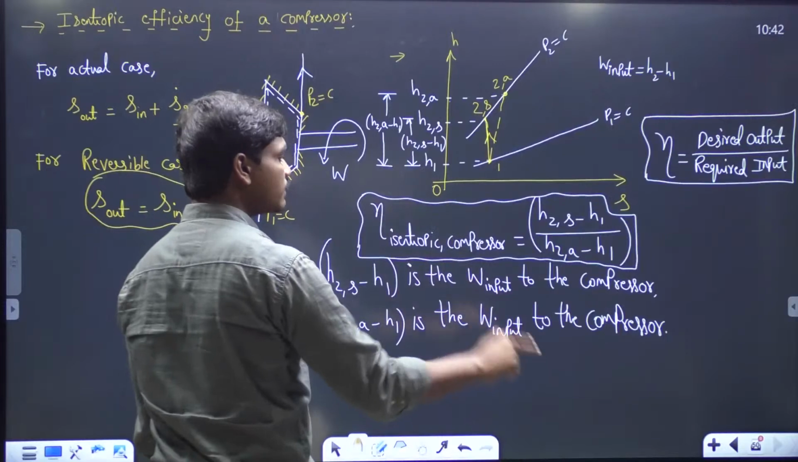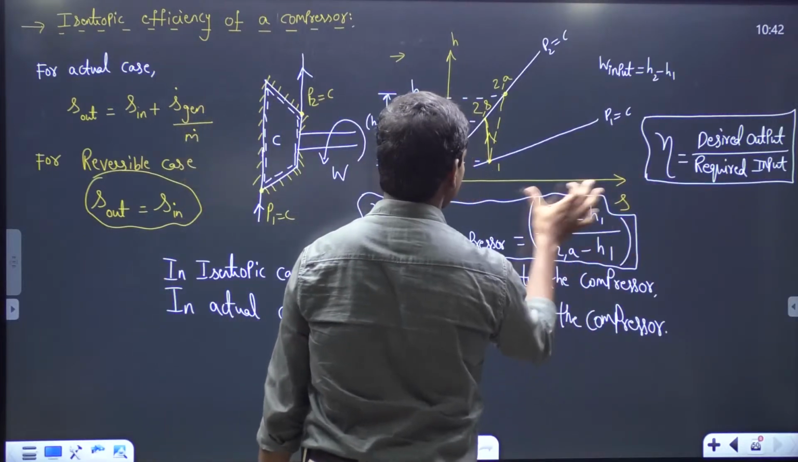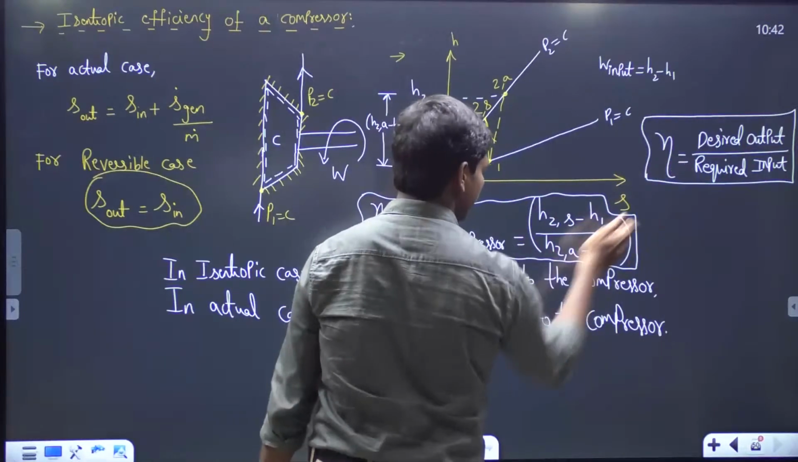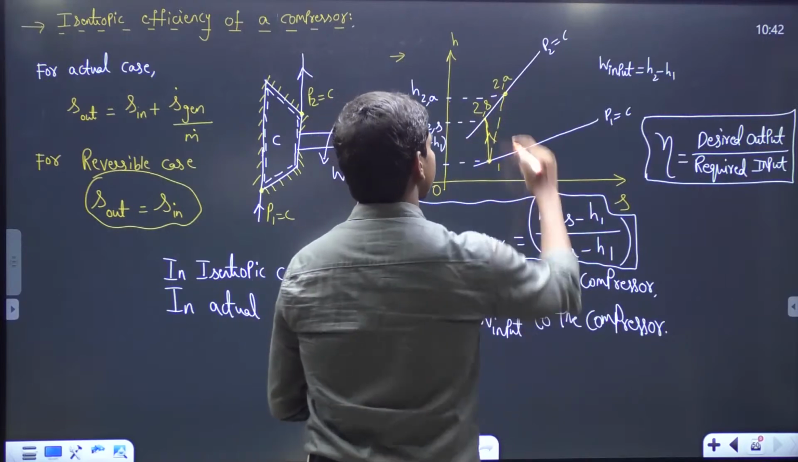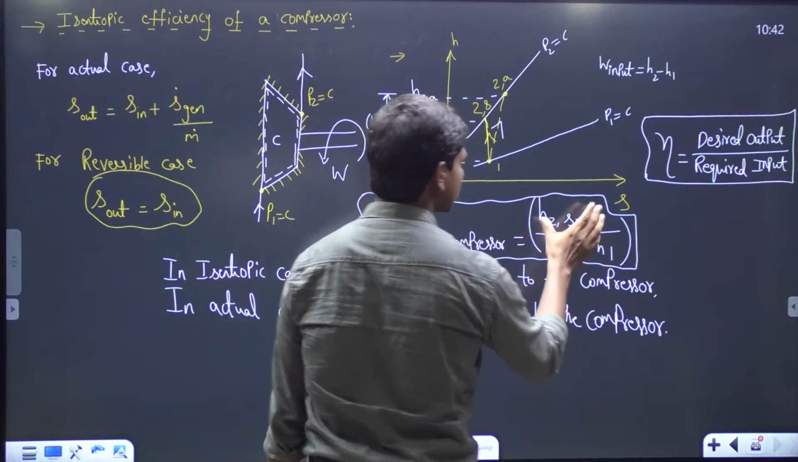But because of irreversibilities, what is the actual energy that you are putting in? What is the required input in order to raise the enthalpy of the fluid by this difference? This is the actual required input we are putting when the compressor has some irreversibility taking place within it. So that's why the efficiency of the compressor is this.